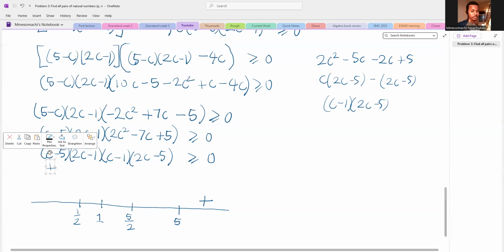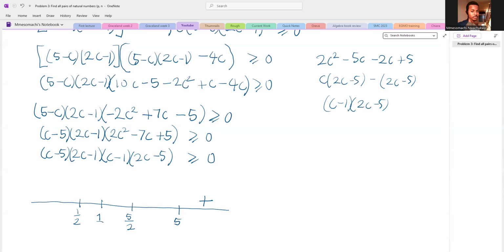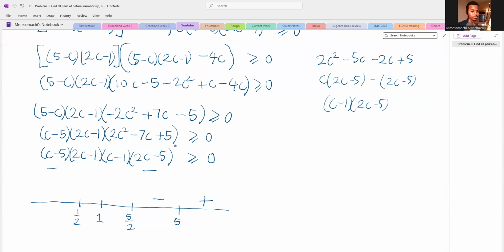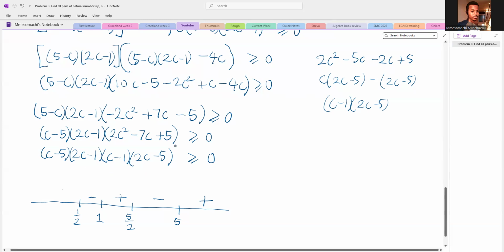If the value is in between 5 over 2 and 5, this will be negative, and this will be positive, this will be positive, this will be positive. So this is going to be negative in this interval. Values in between 1 and 5 over 2: this will be negative, this will be negative, this will be positive, this will be positive. So this is going to be positive here. You get the idea. This is going to be negative, and this is going to be positive.